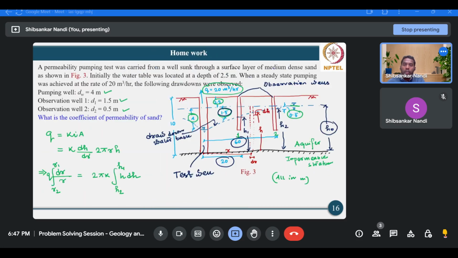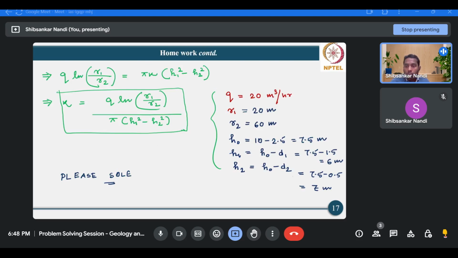And finally, we took one homework problem. This is an example of a field permeability test by pumping test. For this kind of test, initially we derived the expression of hydraulic conductivity, and then we summarized the test data, and the portion which is left for you is the calculation of hydraulic conductivity by substituting the data in the final expression appropriately. So this is a summary, an overview of today's session.